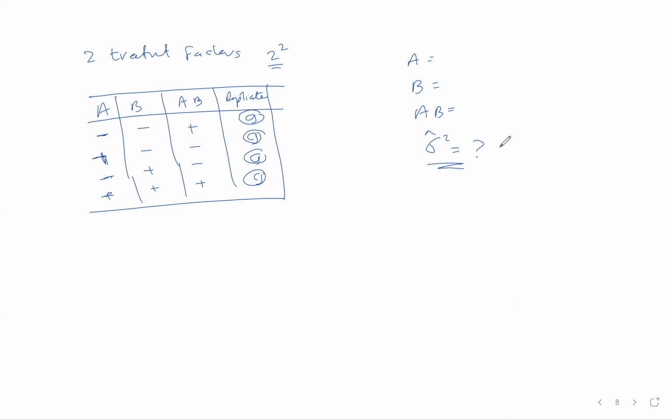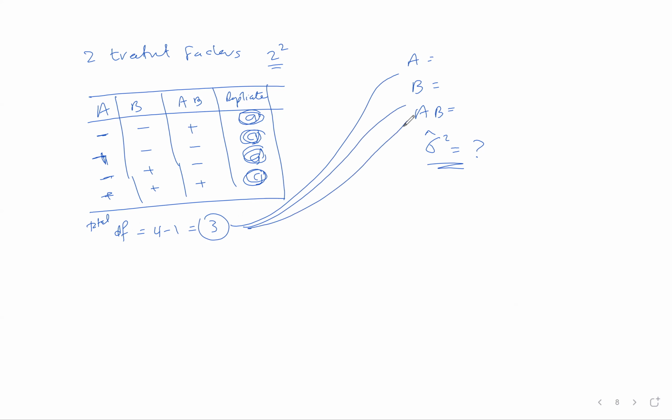What do you mean by degree of freedom left is 0? The total degree of freedom is the total number of values minus 1. And I have 4 values. So the total degree of freedom is 4 minus 1 is 3. So I can use the 3 degrees of freedom to estimate these 3. But there is no degree of freedom left to estimate sigma square.